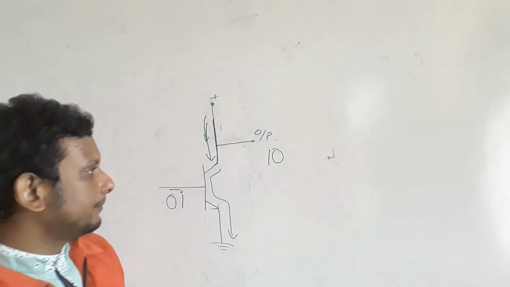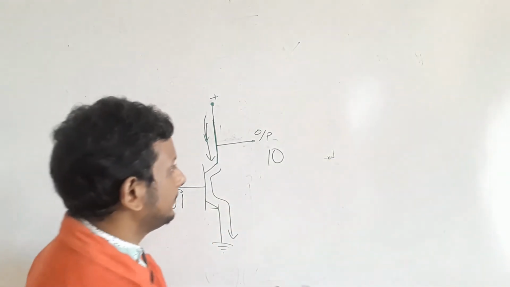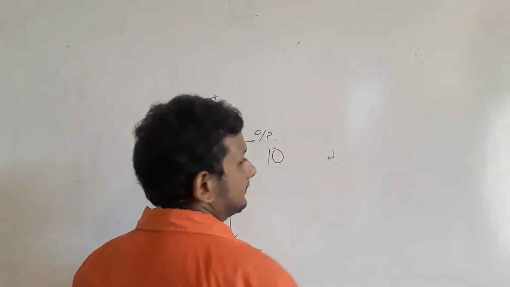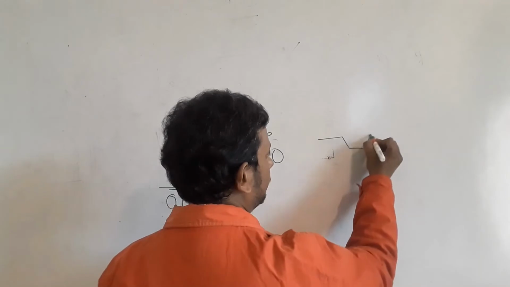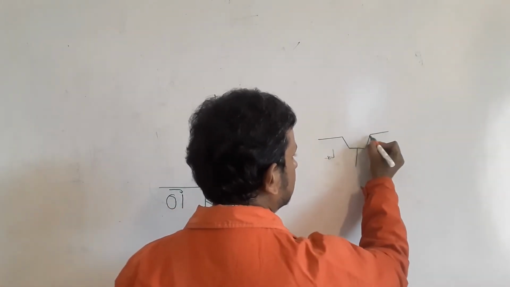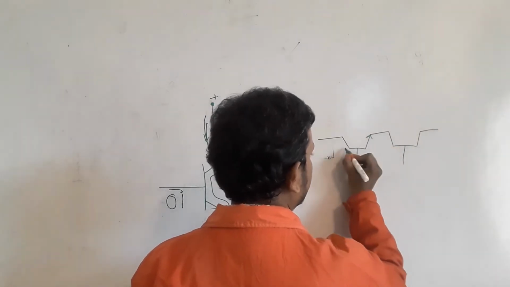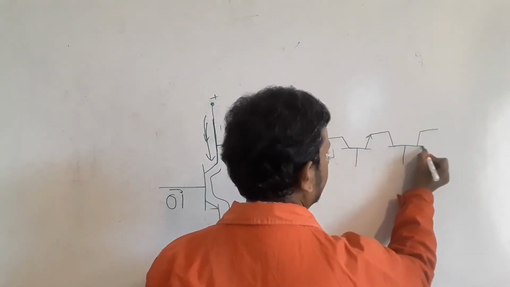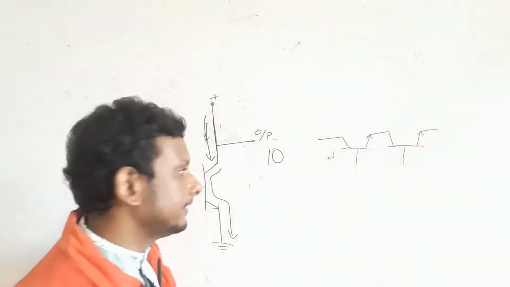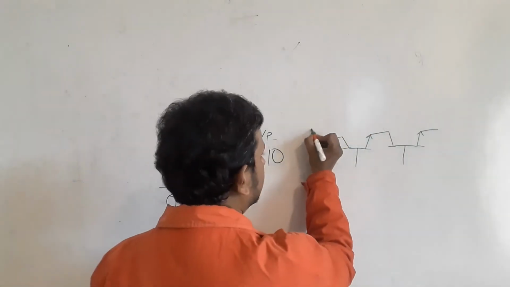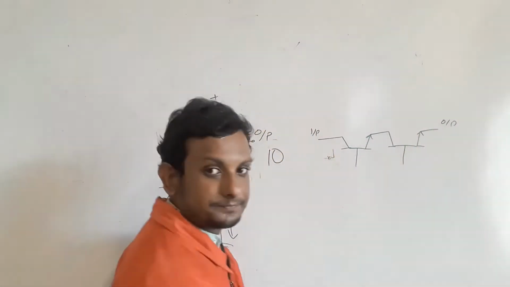The same thing happens in the other gates also. Let's take an example, say, the AND gate and OR gate. If we connect two transistors in this way, say this is the input terminal and this is the output terminal, and these are the gates.